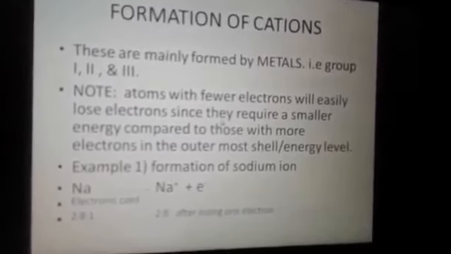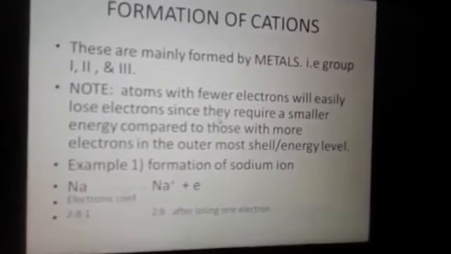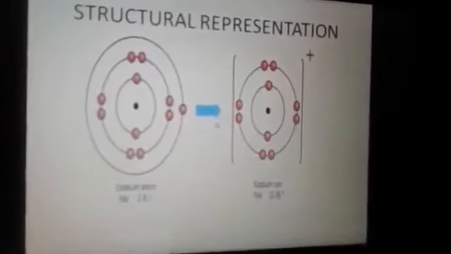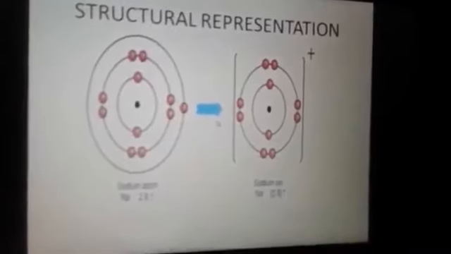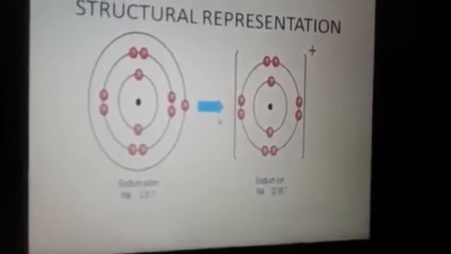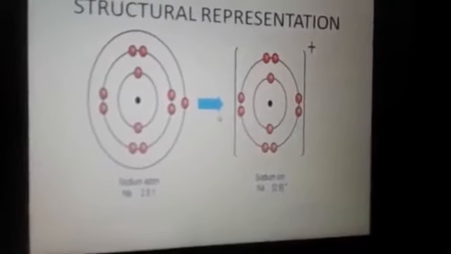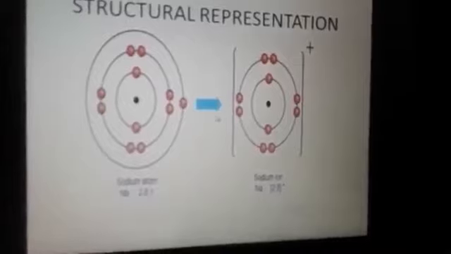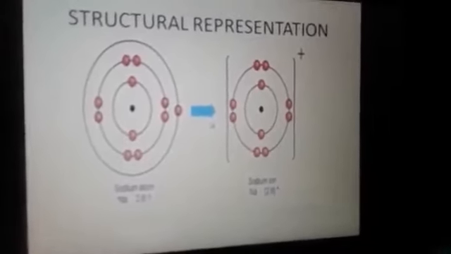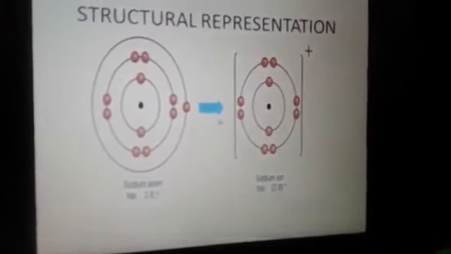Example, we see the sodium ion will just be formed by losing one electron. Remember, sodium had a configuration of 2,8,1, but it becomes 2,8. In the structural representation of this, you can see there is only one electron in the last shell of sodium, and when it loses that electron, it becomes 2,8. And you put a square bracket and put a positive charge outside the bracket. So that's how we can form the sodium ion.